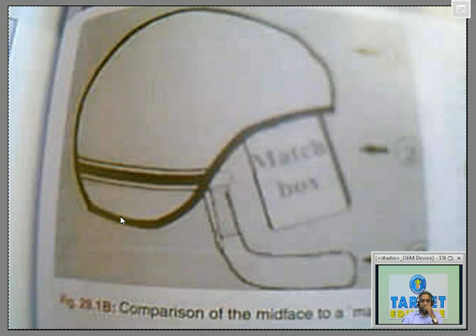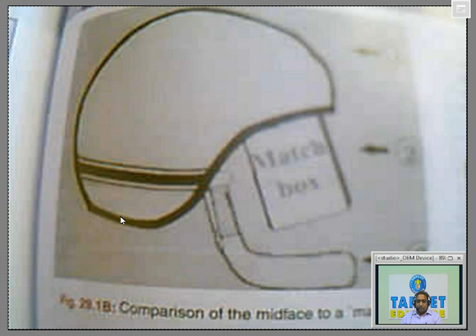Now next I want to talk about the fractures of the middle 1/3 of the facial skeleton. Now the very important diagram, I want to talk about this before I go for the MCQs. If you see, this is the skull, here you can see the skull. Now here you can see the base of the skull.